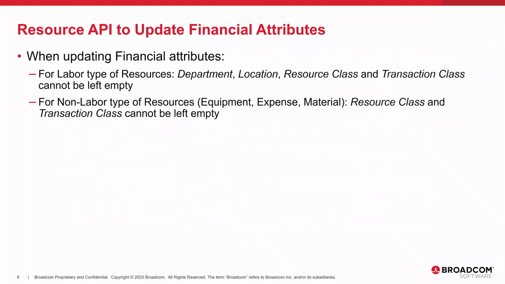And let's look at some rules when using this capability. When making a resource financially active, that is, financially active equal to true through this API, make sure that for labor resources, all of department, location, resource class, and transaction class are specified. And for non-labor type of resources, at least resource class and transaction class are specified.